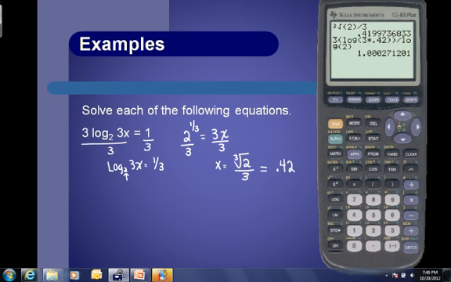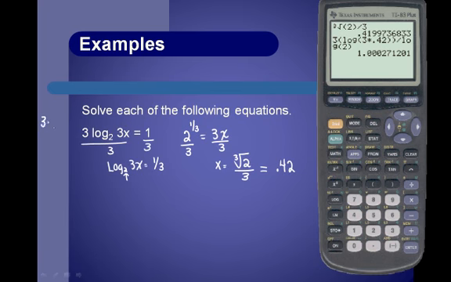Okay, and to check that, I've taken x equals 0.42, plugged it back into the original problem. Now remember, if you have the log of 3x base 2, that's our change of base formula. So we're going to say 3 times the log of 3x divided by the log of the base, which is 2. And then we're plugging in x as 0.42. And notice we get 1.000. So we're pretty safe that that one is correct.